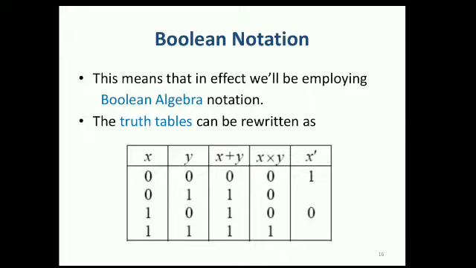Here we have to learn the Boolean notations. Whenever we want to write a truth table, that can be written in the form of tables. On the left hand side the inputs are there, and on the right hand side whenever we use an operation, we have to denote that operation, like here x plus y, or we can say x multiply by y, or we can say x inverse.